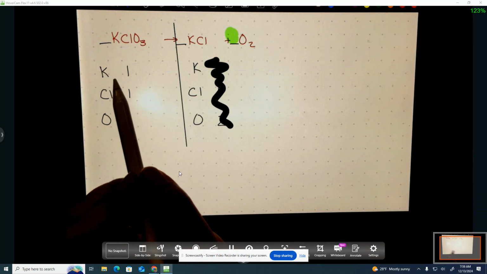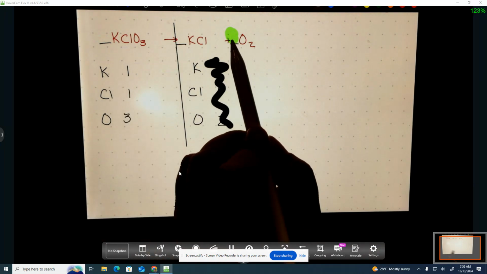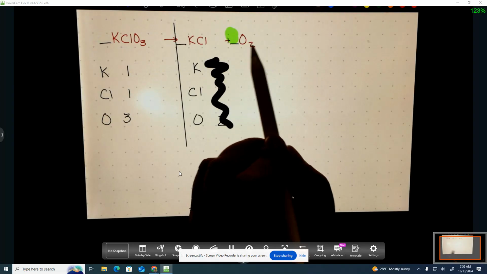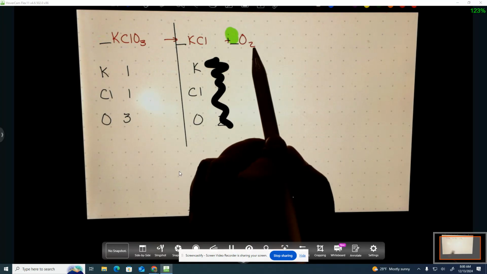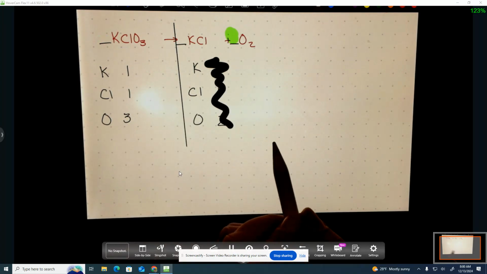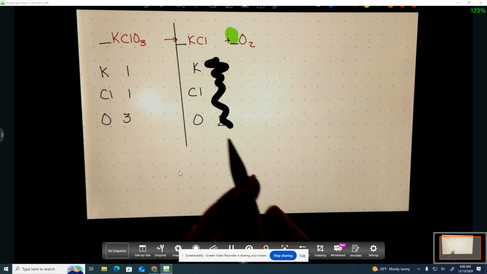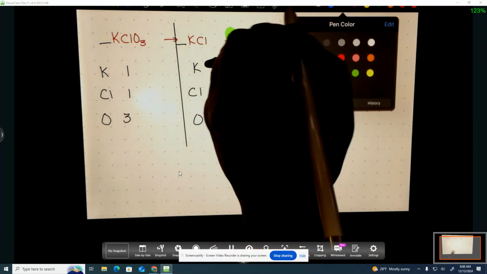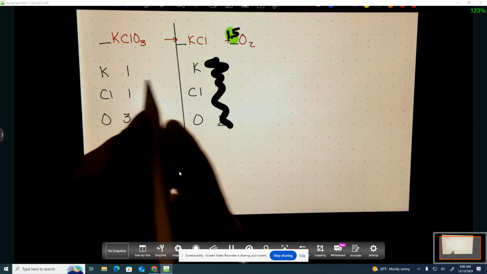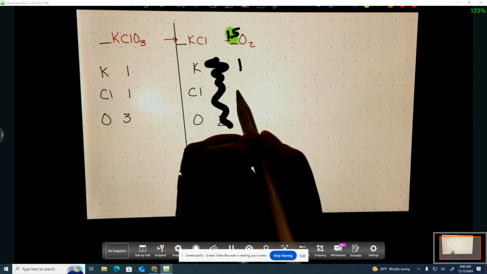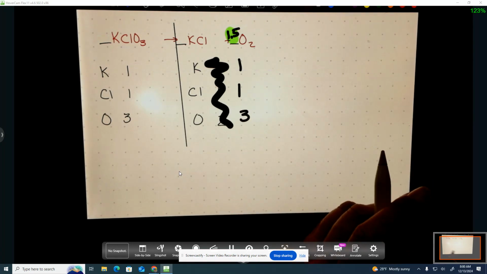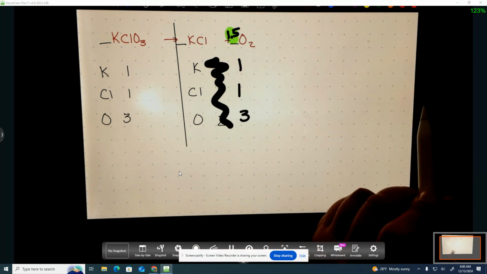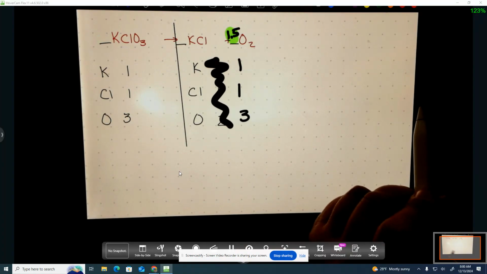All right, now, what we're going to do is try to get whatever number I put in front of here times the 2, because I'm distributing it out, to get to 3. What number times 2 is going to get me to 3? It's not a whole number. 1.5. So let me put 1.5 there. Now I recount. I still have 1 potassium, 1 chlorine, but now I have 3 oxygens. So it's balanced, correct? The problem is you cannot have fractions or decimals in a chemical equation like this. So double everything.